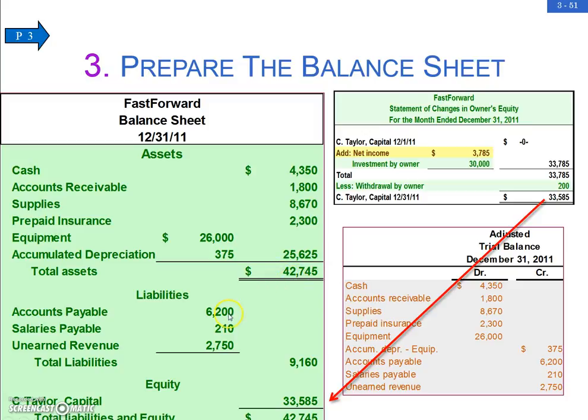You would then simply list your liabilities. And these numbers are coming straight from the trial balance, right? Just moving them straight over. It's a rote process of just copying these things over. Your liabilities are also coming straight from over here: your accounts payable, your salaries payable, unearned revenue. That's your total liabilities, and then you're just taking the total owner equity from your last statement. And of course, your total liabilities and equity must equal your total assets.